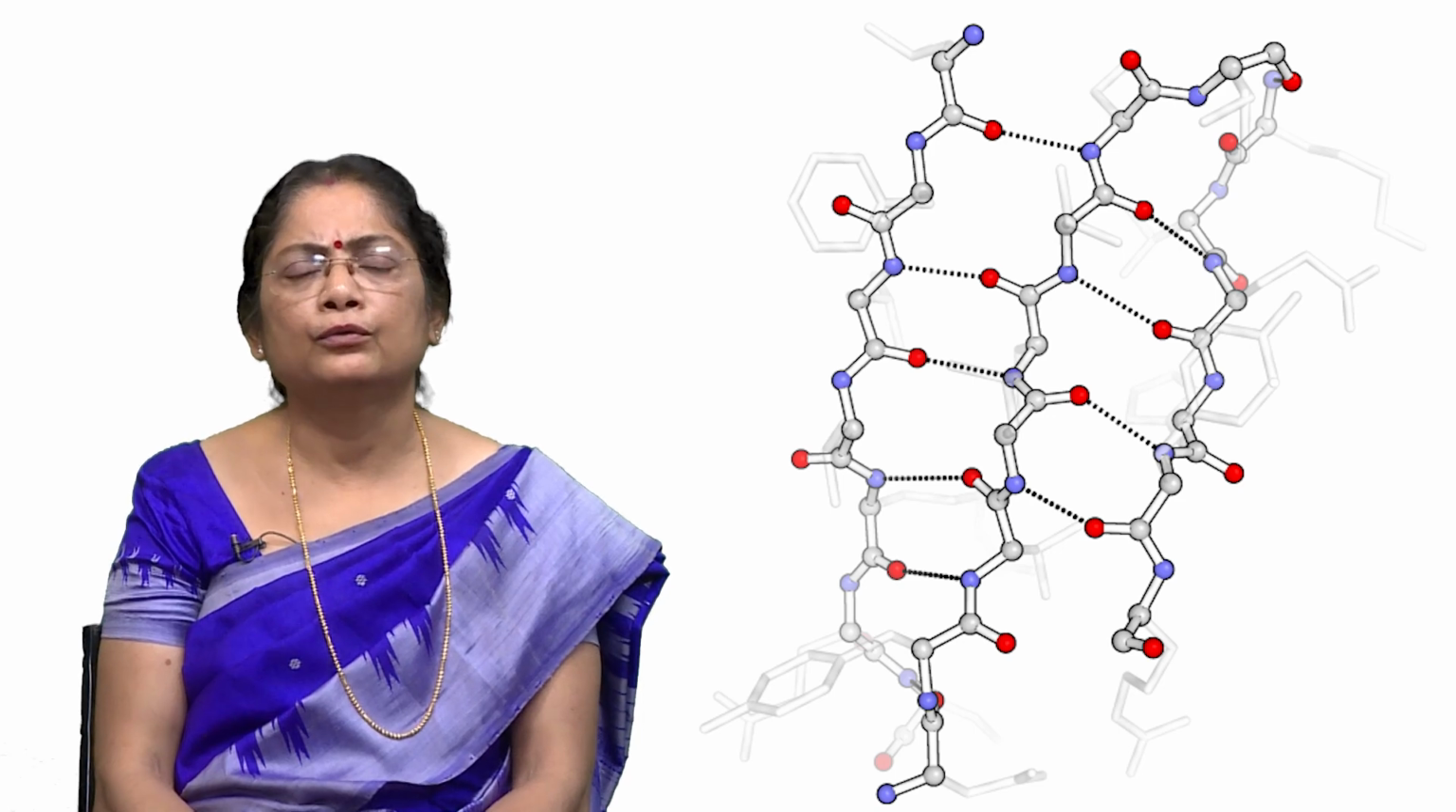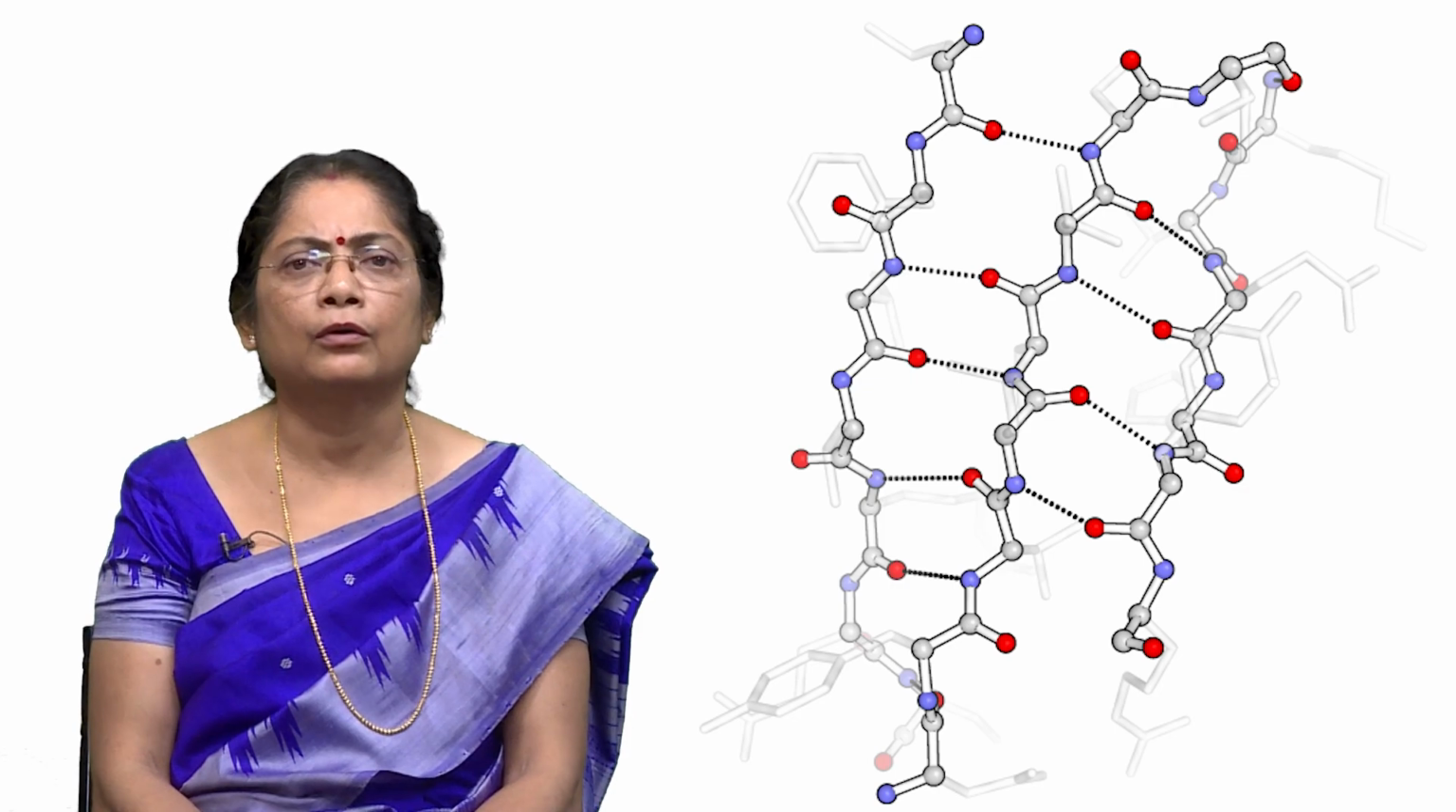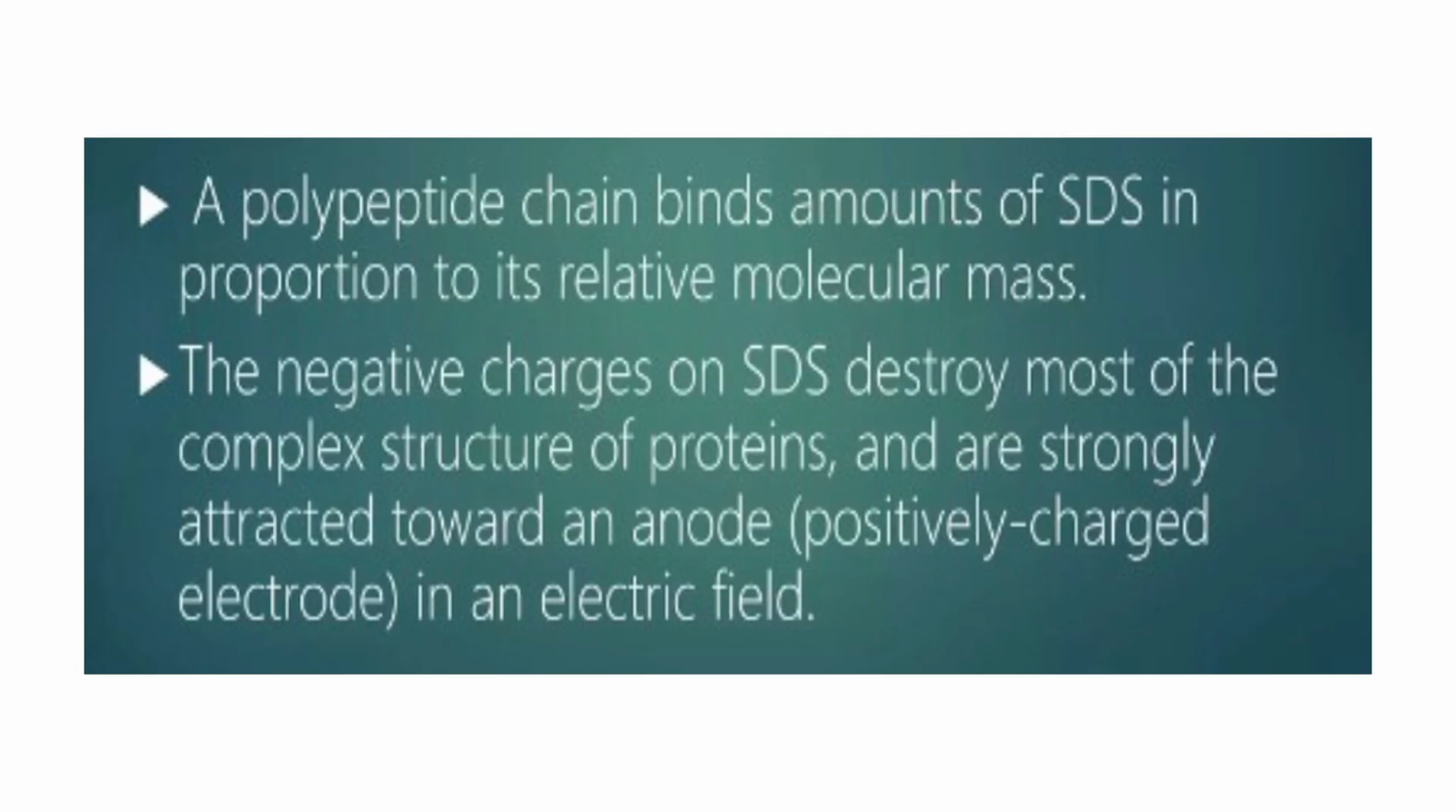So, what do we have to do for electrophoresis? We have to make the protein molecules all negatively charged. What actually happens to a polypeptide chain? A polypeptide chain binds an amount of SDS in proportion to its relative molecular mass. So, the negatively charged SDS destroys most of the complex structures of the protein, and they are strongly attracted towards the anode. So, the protein to be identified gets an overall net negative charge, and moves towards the anode, and all the bonds are broken so it comes in a linear fashion.